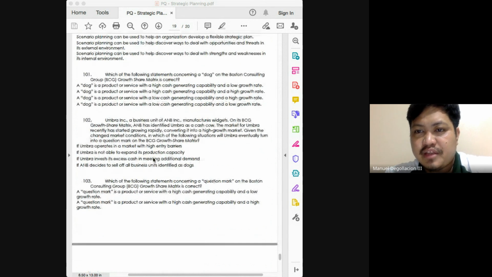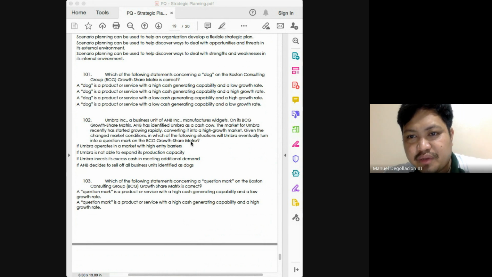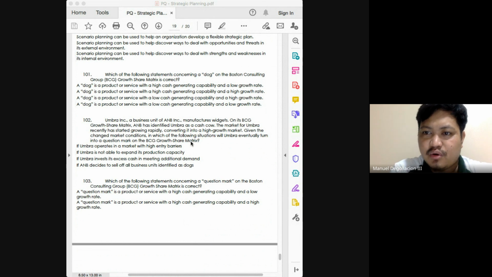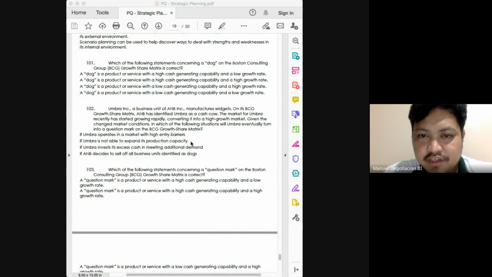101. Which of the following statements concerning a dog on the BCG growth share matrix is correct? Dog, low, low. So the answer here would be a dog is a product or service with low cash generating capability and a low growth rate. Okay, that should be easy for us.